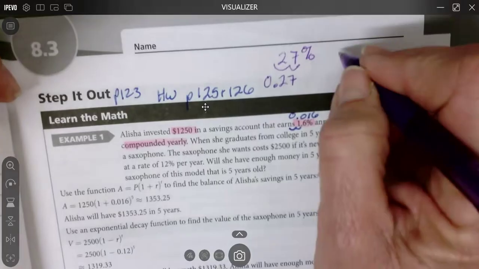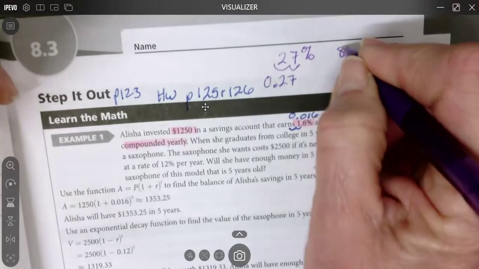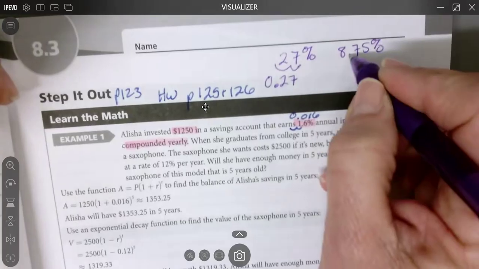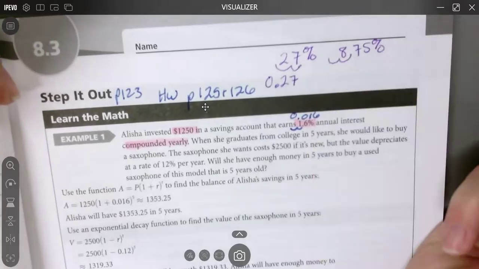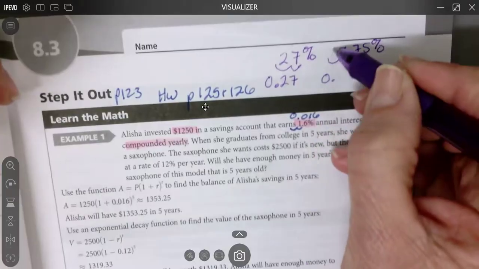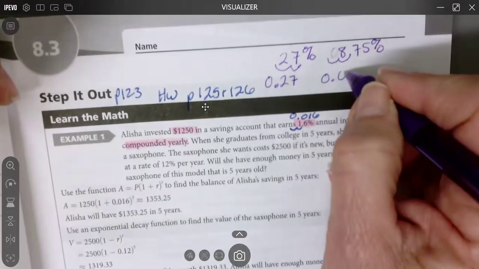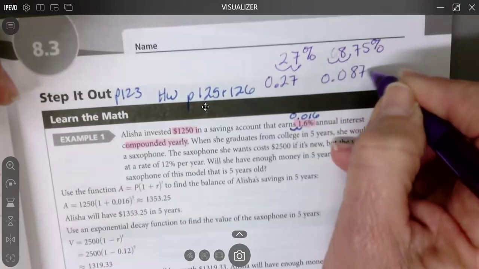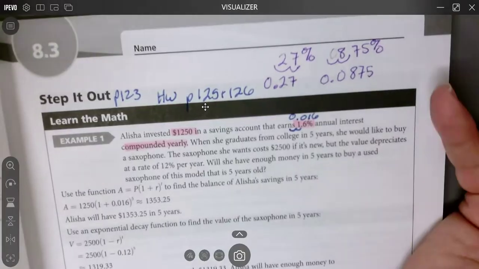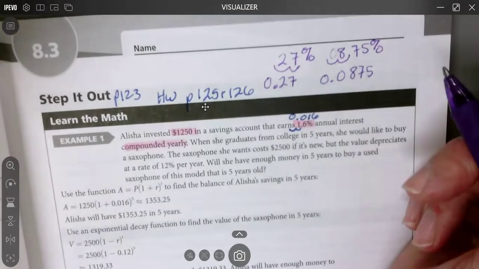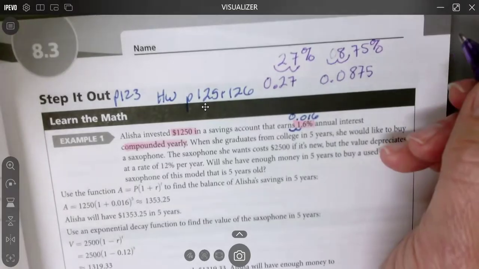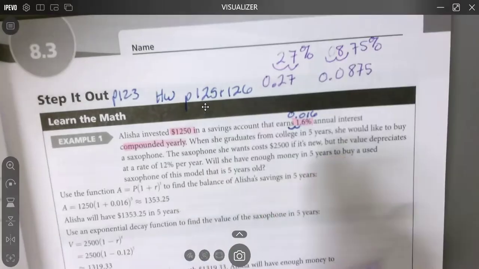What if it was a little more complicated and we had 8.75%? Same rule. We're going to move the decimal 2 places to the left, so we get 0 point, and then we need to put a 0 here to hold that place, and then the 875. We can't have 2 decimals in a number, so we don't have a second one. It just becomes 0.0875. Very nice. So keep that handy in case you need it as a reference.